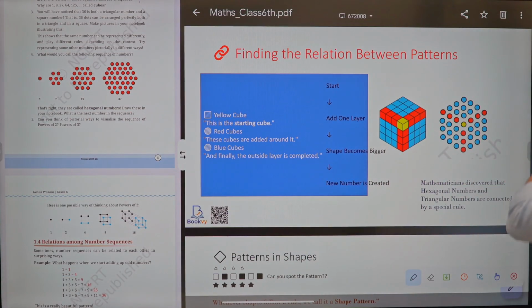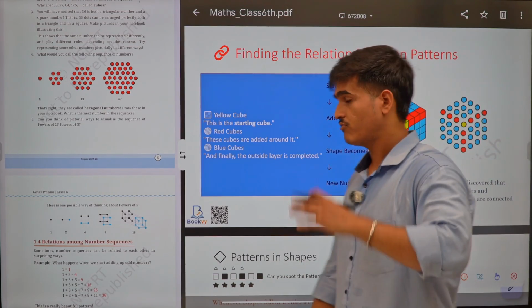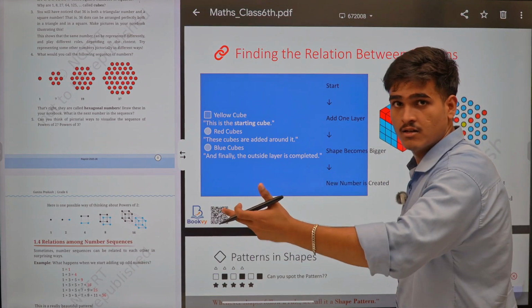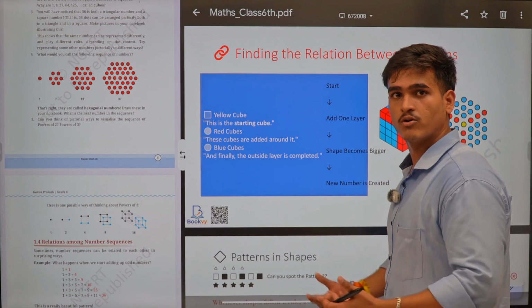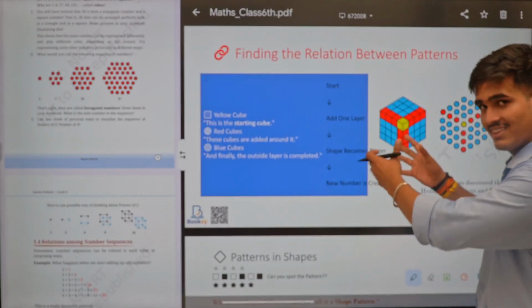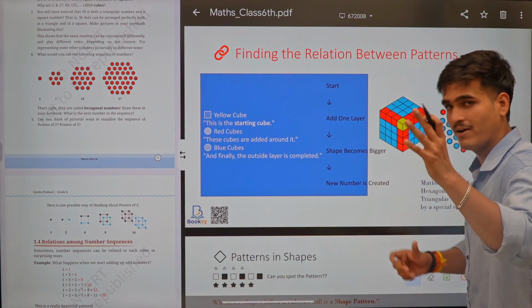Okay, so sir, now we know what a pattern is, and the relation in the patterns. But finding the relation between the patterns: how will we come to know what relation is followed? Well, we'll see in this image. Okay, so what is this? It's a cube. You have played with cubes.